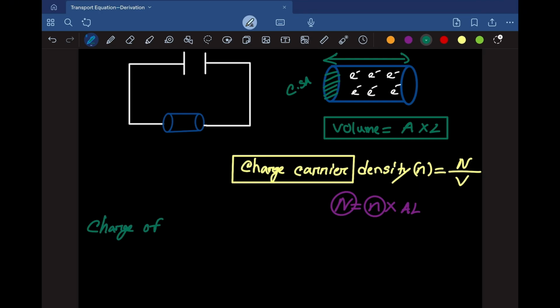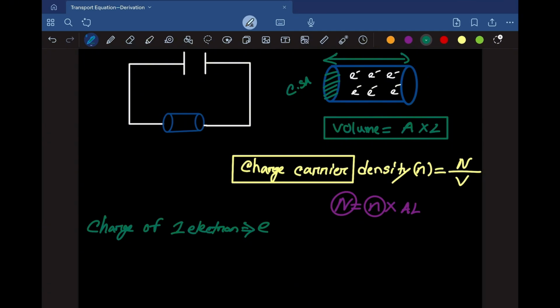What is the charge of one electron? We know the charge of one electron is e. Let's say the charge of one electron is e, though it is 1.6 times 10 to the power minus 19, but for now let's assume that the charge of one electron is denoted by e. So what will be the charge of an electron?